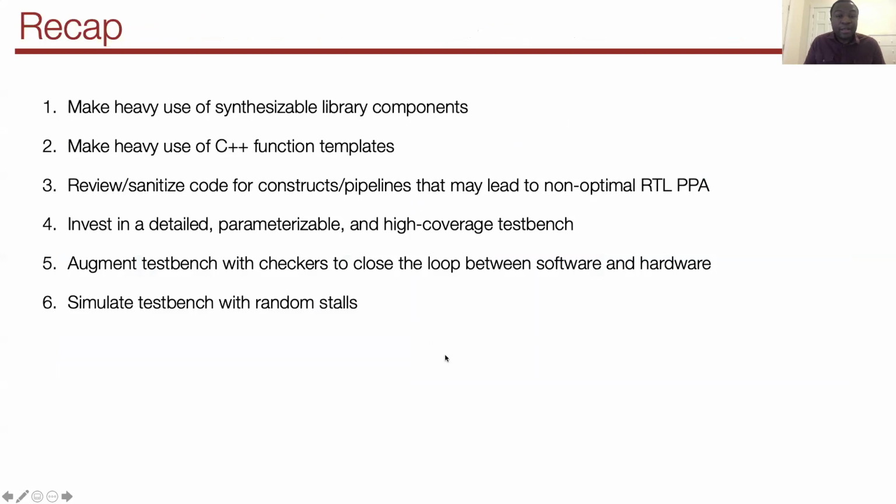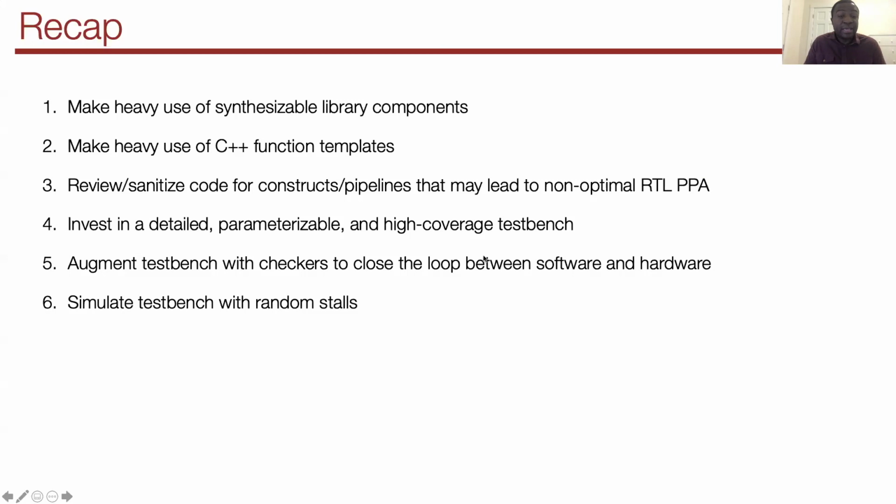To recap, number one, make heavy use of synthesizable library components. This can save you a tremendous amount of time in both the design and the verification. Number two, make heavy use of C++ function templates that make the design really elegant and parameterizable. Number three, it's critically important to review and sanitize code for constructs that may eventually lead to a non-optimal PPA.